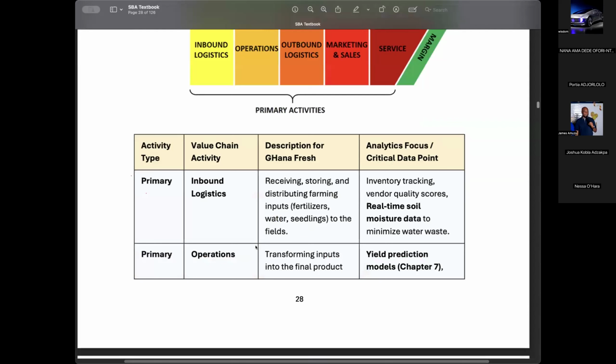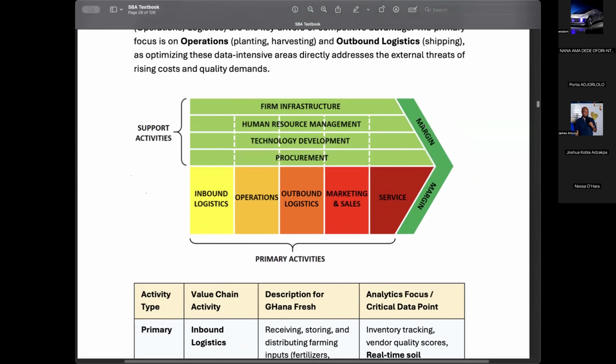Now, how does it work? Let's take the first one. Your inbound logistics, where you receive and store, and get farming inputs like fertilizer, water, and seedlings. What data will be relevant to you to make this process efficient? Let me explain something to you. You see the margin that is here.